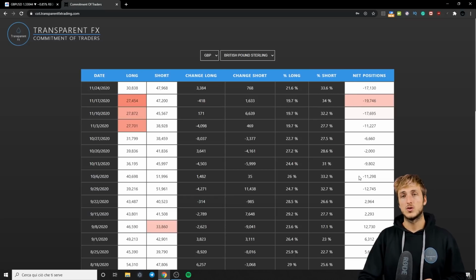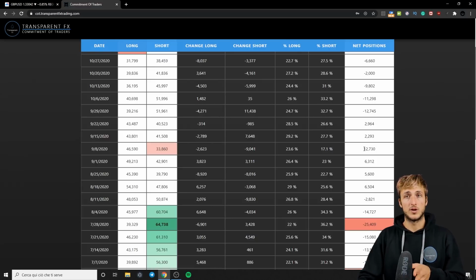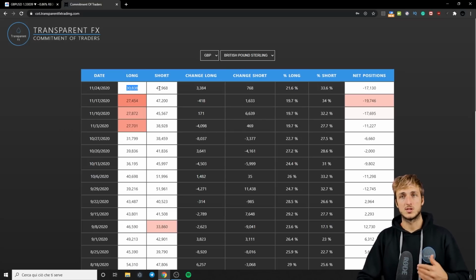In fact, if we go and see what was going on from a COT perspective, we can see that the net positioning for the pound went from having 12.7k net positions all the way down to having minus 17k net positions. So we went from having more longs than shorts on GBP USD from an institutional perspective with 46.5k longs and 33.8k shorts, all the way down to having way more shorts than longs with 47.9k shorts and 30.8k longs. So completely the opposite situation. Now we have way more shorts than longs.